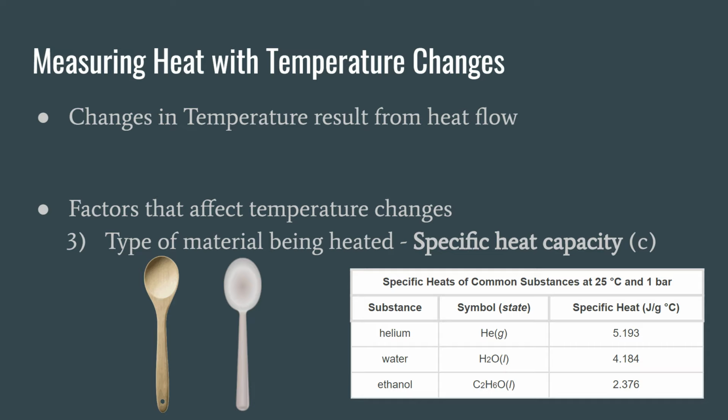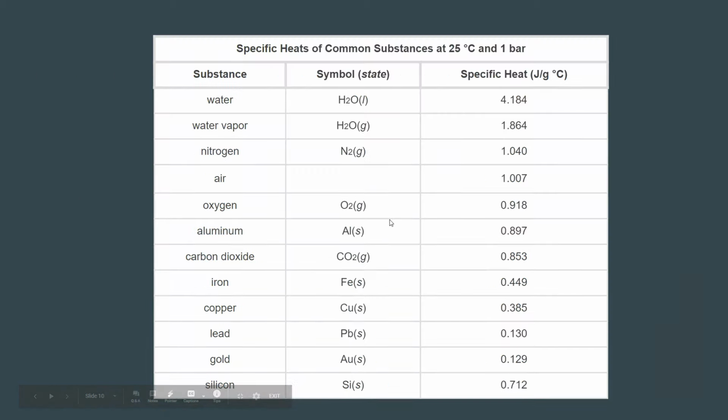And we can also do this with other materials besides liquids. We know that a wooden spoon, for example, heats up a lot slower than a metal spoon. And we can quantify these in lots of different tables. Through these tables, we can talk about the way that different materials heat up. The bigger the specific heat, the more energy it's going to take to change the temperature of that material.